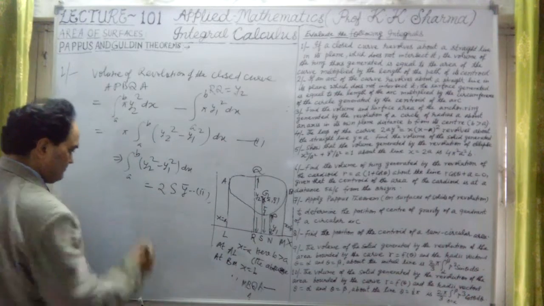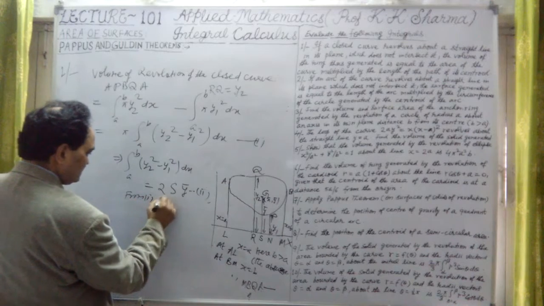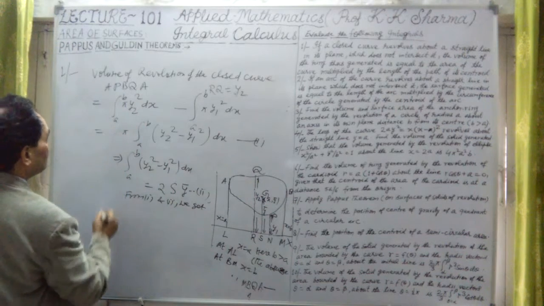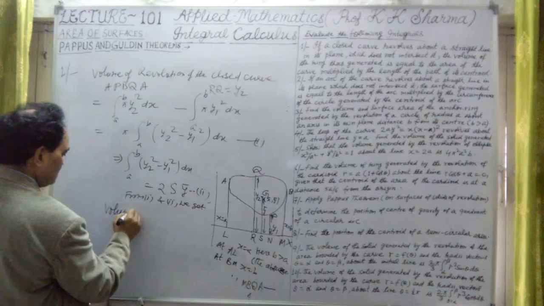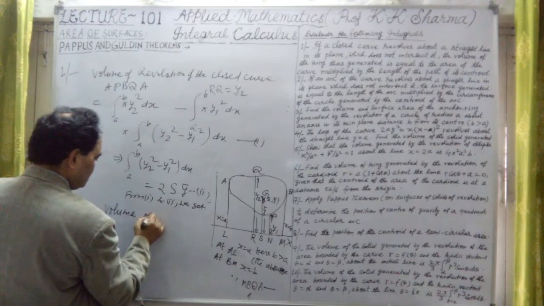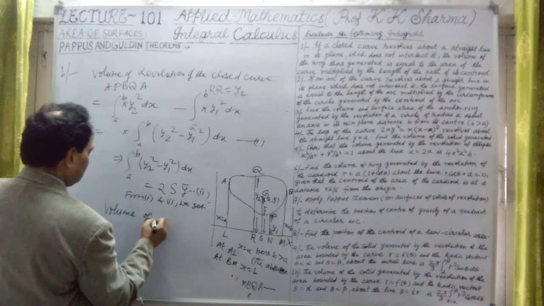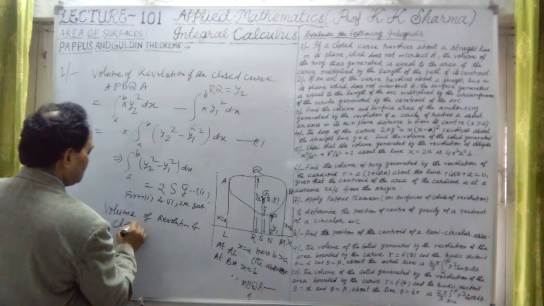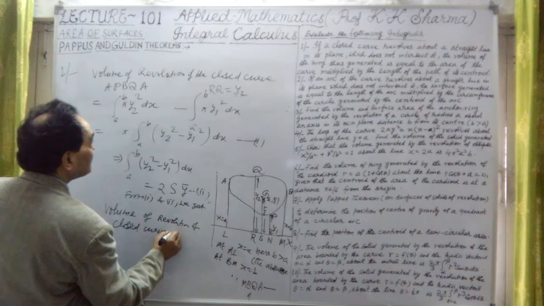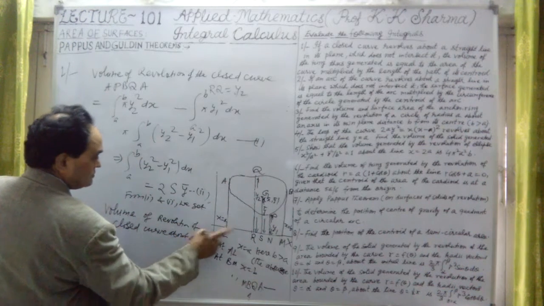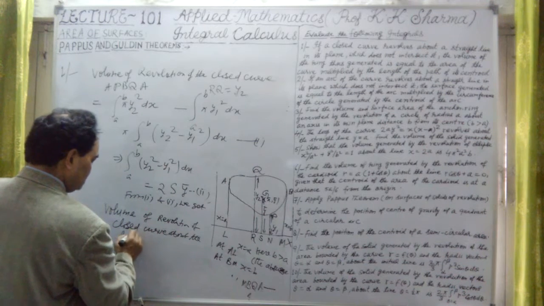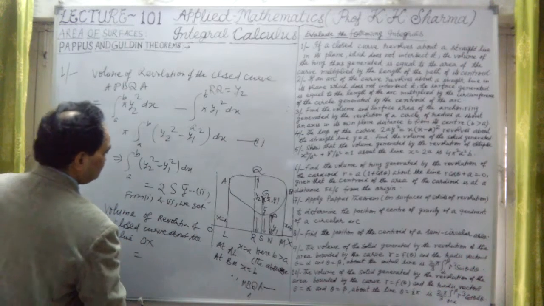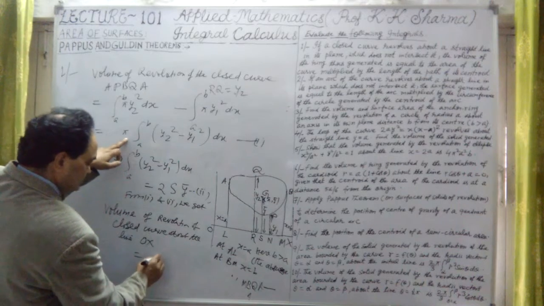Therefore, from the first and second equation, we get that the volume of the surface of revolution, the volume of revolution of a closed curve about the line OX, a straight line in this case, is given by this pi as it is.